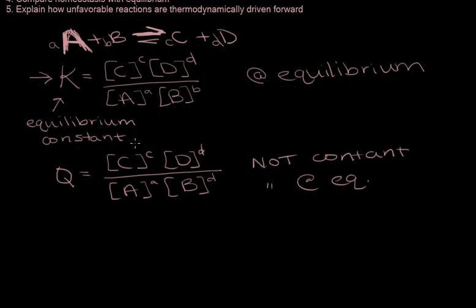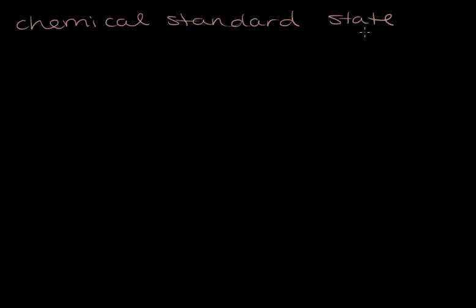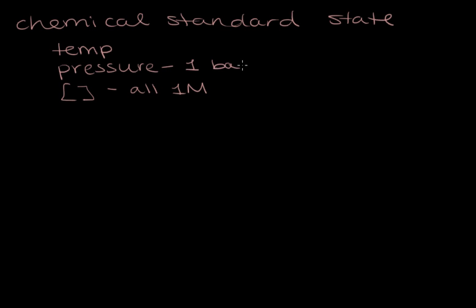Okay, moving on. Now we're going to introduce this concept of the chemical standard state. That's going to be very important for differentiating what's going on with all of these different delta G's. So the chemical standard state has a standard temperature, a standard pressure, and a standard concentration. So the concentrations are all 1 molar. The pressure is 1 bar, and the temperature is 25 degrees Celsius, which is about room temp.